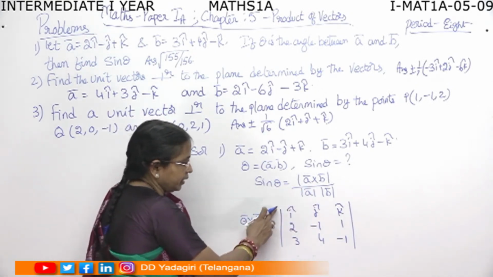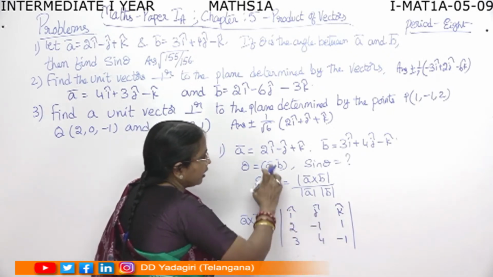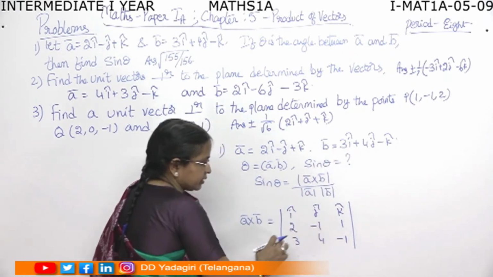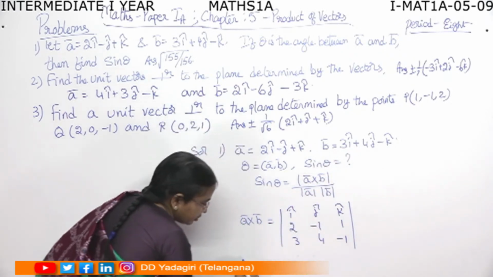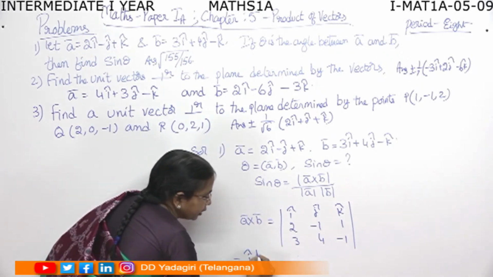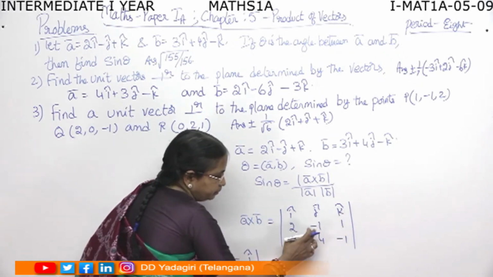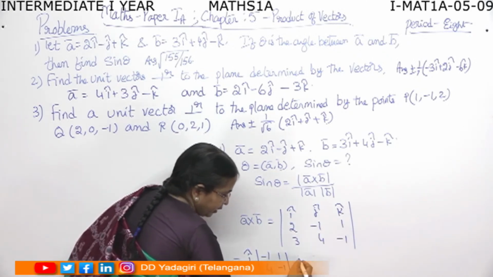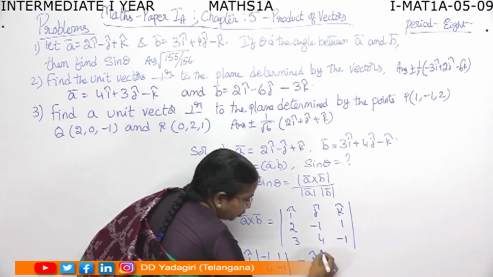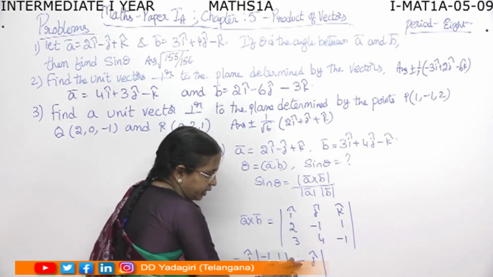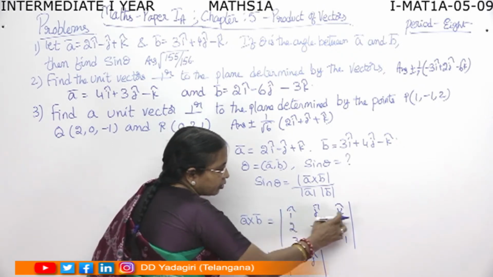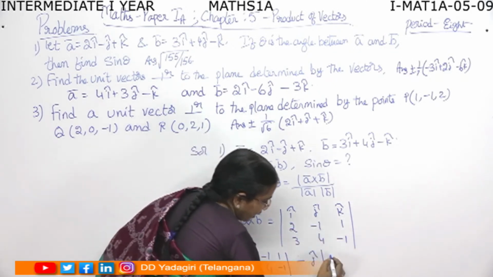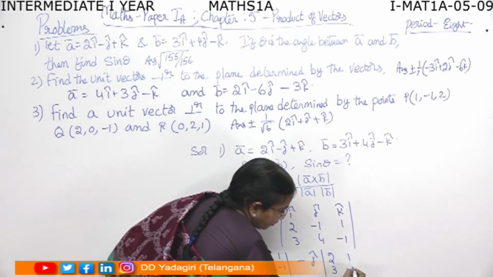So what is A cross B? Determinant of i, j, k, and A coefficients 2, minus 1, 1, and B coefficients 3, 4, minus 1. Now we'll expand like this. It is equal to i into determinant of, delete the row and column, so what is left? Minus 1, 4, 1, minus 1. And then minus j into determinant of, delete the row and column containing j. Then what is left? 2, 3, 1, minus 1.